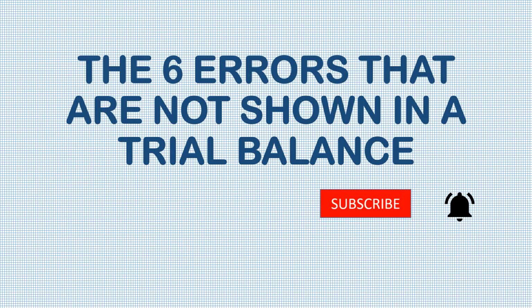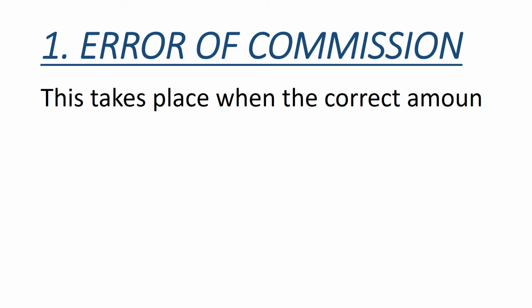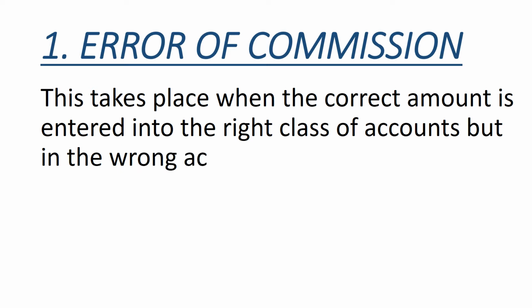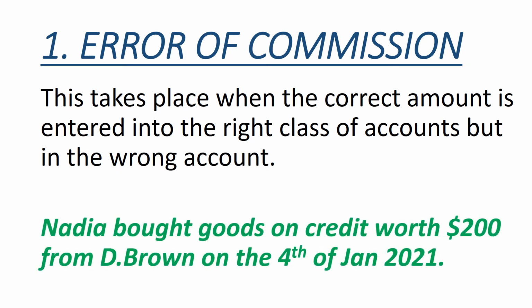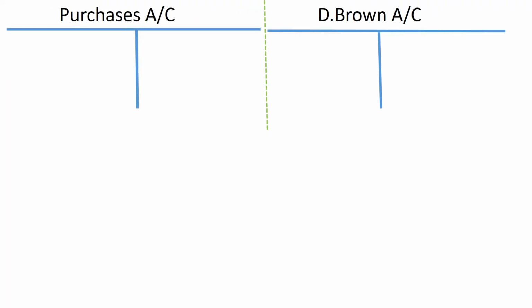The error of commission is an error that takes place when the correct amount is entered into the right class of accounts but in the wrong account. Suppose you had the following transaction. Nadia bought goods on credit worth $200 from D. Brown on the 4th of January 2021. The two accounts would be the purchases account and the D. Brown account. The correct way to record the transaction would be to debit the purchases account with $200 and credit the D. Brown account with $200.